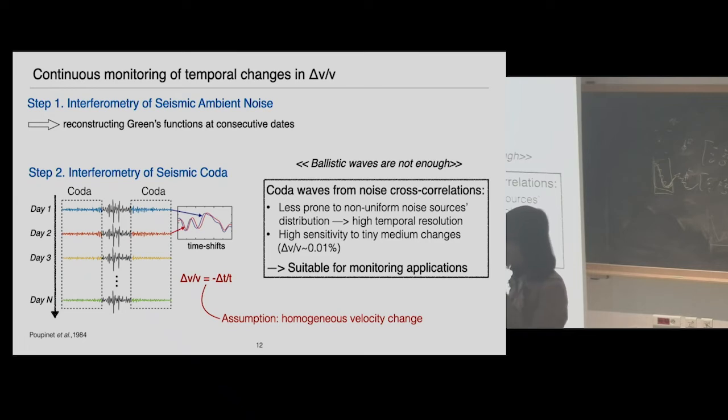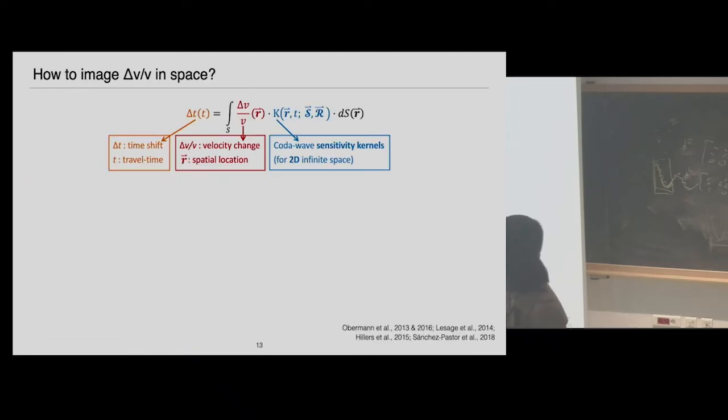With that said, many of you know that for monitoring applications, typically people only calculate the temporal changes, but the spatial variations are ignored. Because to use this formula, we actually assume that the changes are homogeneous. But as Pela just mentioned, just averaging and mixing everything together might cause troubles for interpretations. So here we go one step further from temporal changes to image the spatial variations. We do this by using this integration that connects the delta V over V spatial distribution to the time shift measured at different lapse times.